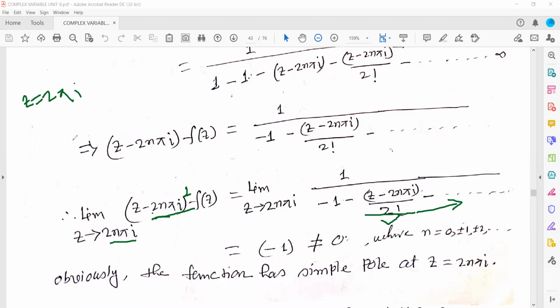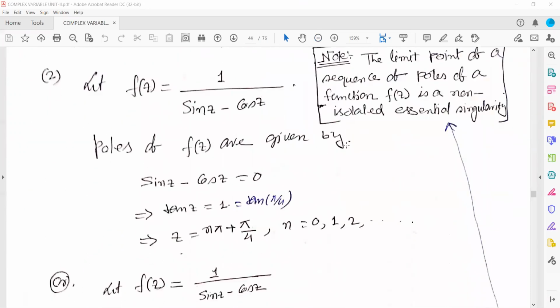That means at all these singularity points, 2πi, 4πi, 6πi, this is a pole of order 1, or it is called a simple pole. So always you need to expand this one. After expansion, you can. So two different methods I have shown you to check what kind of singularity it is. You can apply any one. That depends upon you.